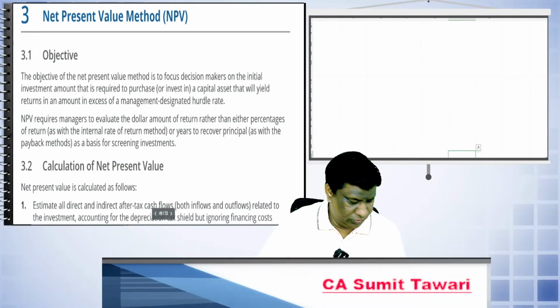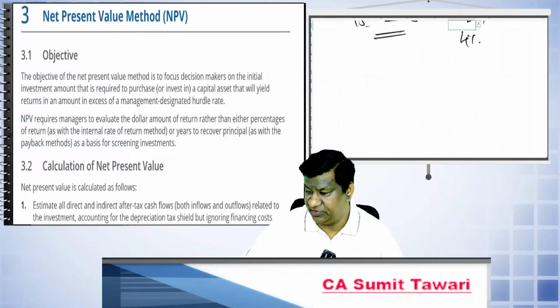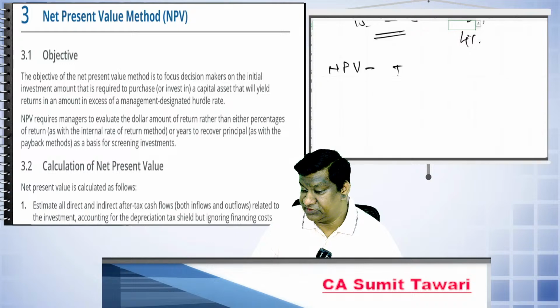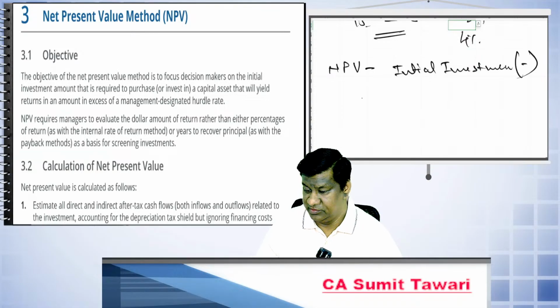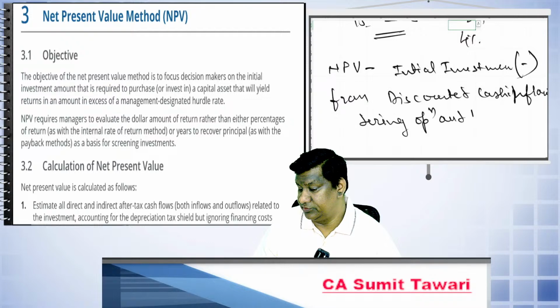Okay. So, net present value. Net present value is basically the initial investment that we need to deduct from the discounted cash inflow during operation and closure.